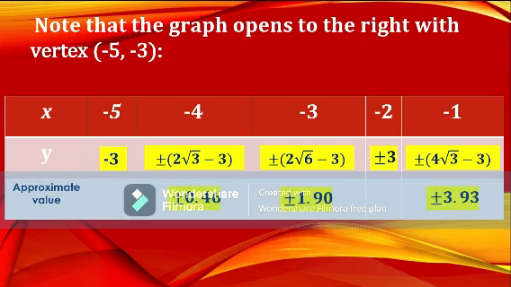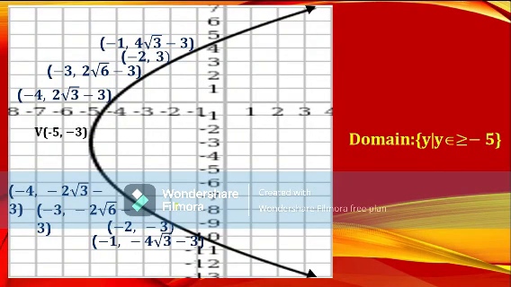Because the axis of symmetry is horizontal. Okay, let's continue. Okay, so this is now the graph. Plotting the points, we're able to solve. And the vertex is negative 5, negative 3.